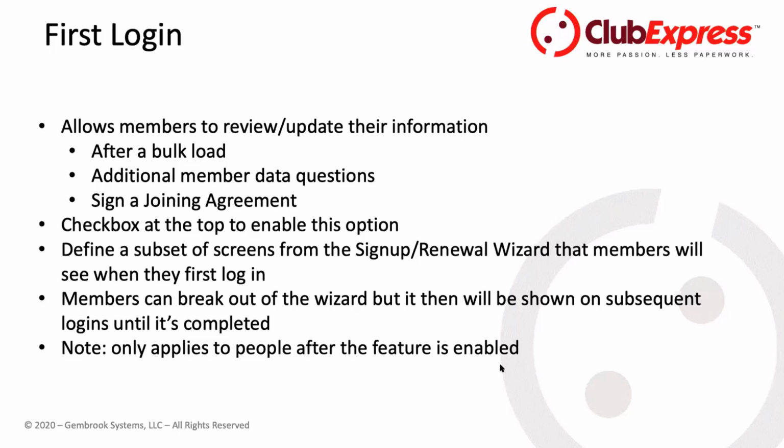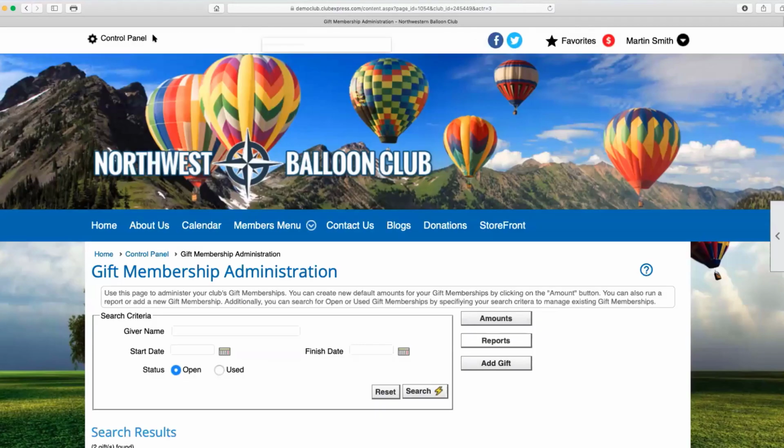And also you might want them to sign a joining agreement, which could be a code of ethics for a professional association, or it could be a release or waiver agreement for a community association, a club like a ski club that's involved in potentially hazardous activities. So the way that we define that, let's again go back to the control panel.